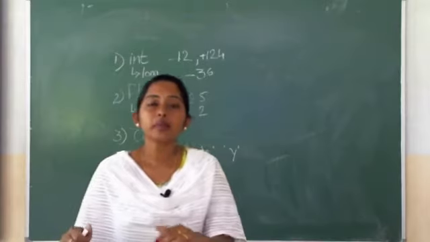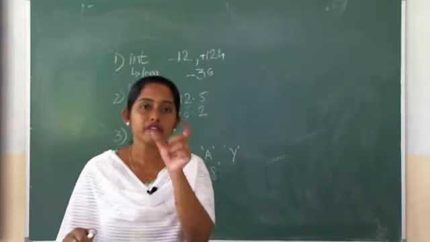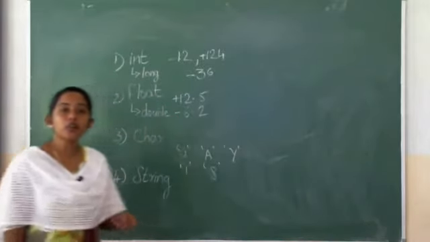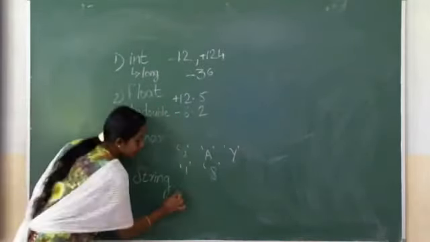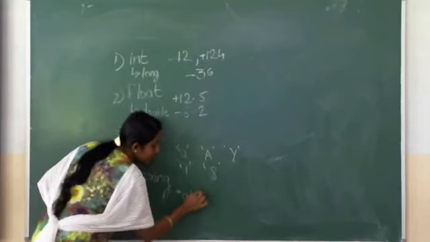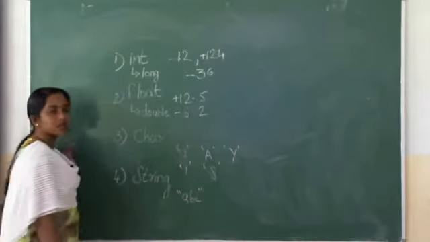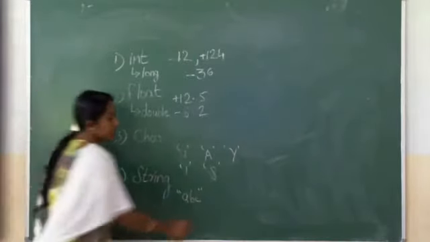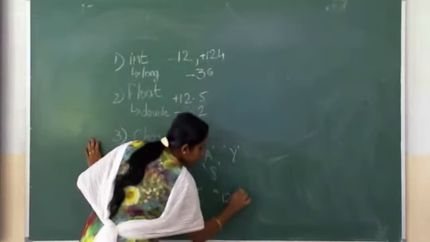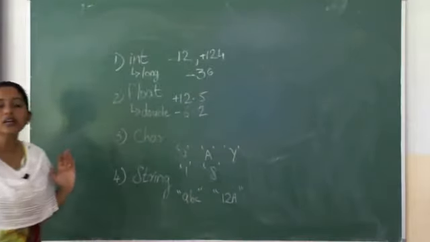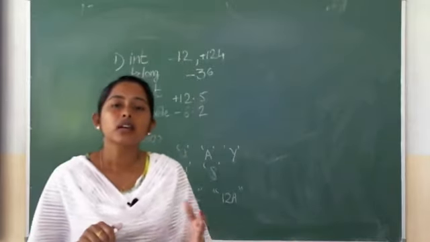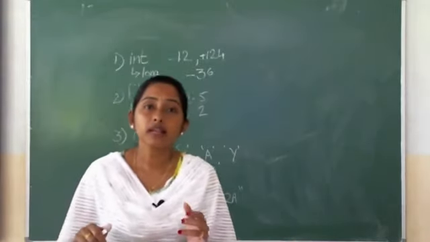And the last data type is string. If you are mentioning any data, like a word, in double quotes, it will be treated as a string data type. Either alphabets or numbers or a combination of both you can specify inside the double quotes. Such data comes under the string data type.